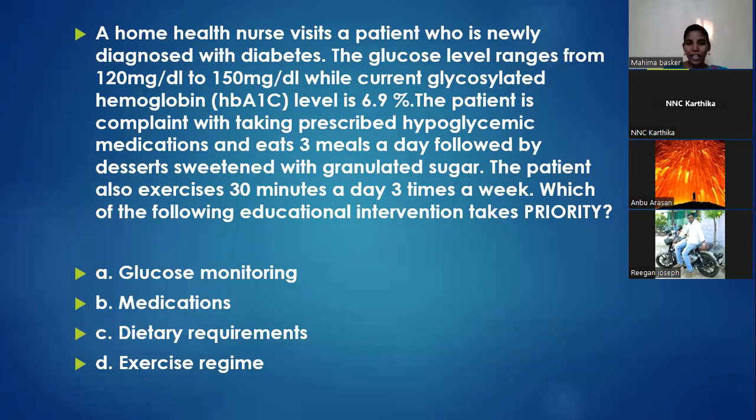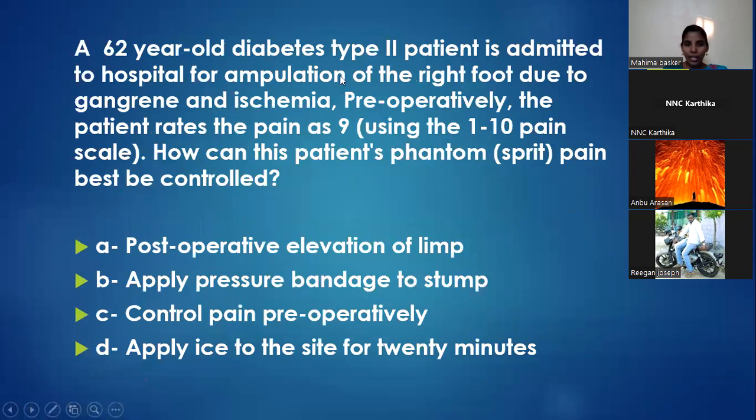That is the important priority teaching here, because they are already maintaining the exercise regimen. Okay, glucose monitoring also they are doing. They are taking the hypoglycemic medication also. So what is missing here? It is the dietary requirement that will be needed for the patient, because the patient already eats 3 meals a day. We will be giving 6 meals for the patient. Small frequent diet for the diabetic patient will be 6 meals. Okay, because 3 meals, 3 snacks we will provide. So we have to educate about the dietary requirement. Okay, we'll move on to the next question. You are able to answer, right? Okay, very good. We'll move on to the next one.